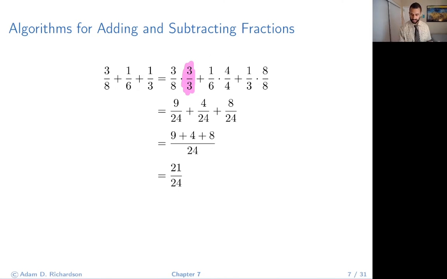So here, 3/8 times 3 over 3, 1/6 times 4 over 4, and 1/3 times 8 over 8. There you go. And now the nice thing is that in the bottom here, it's going to be basically the smallest number that we could possibly choose to make this work. And then now that the pieces are all the same size, put them all together because we're doing addition, and we get 21/24. And that's the answer.